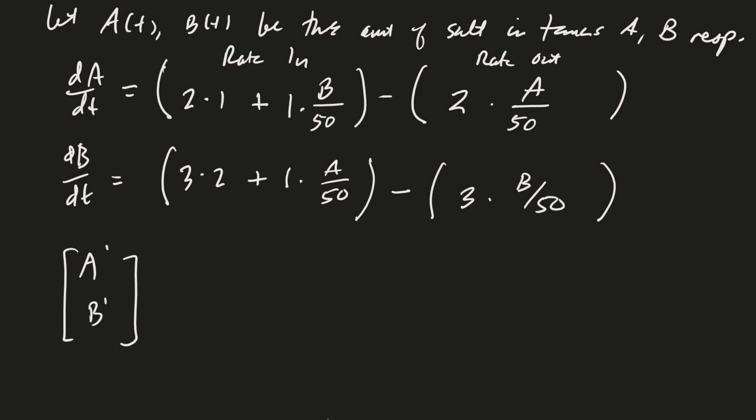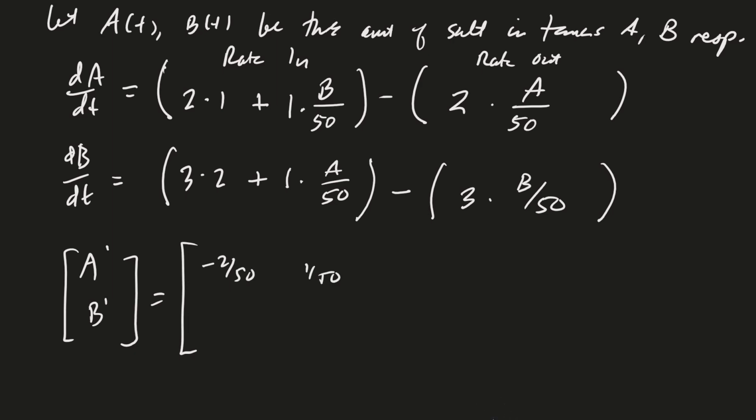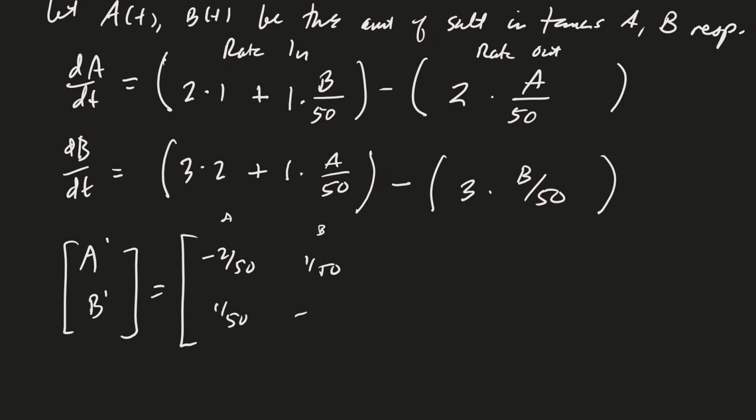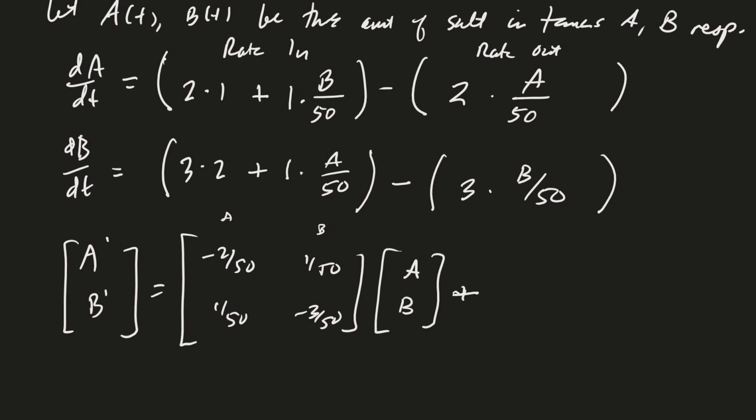Good. Alright, so just to simplify my notation here, let's go ahead and write it in matrix form. A prime, B prime equals, let's see, that's going to be minus 2 over 50, 1 over 50. Notice that I'm writing this in terms of my A first and then B. So it's really important to do that. And then for the next one, 1 over 50, minus 3 over 50. Good. Times A, B, plus a constant here, 2, 6. Good. Okay, so that's the differential equation.